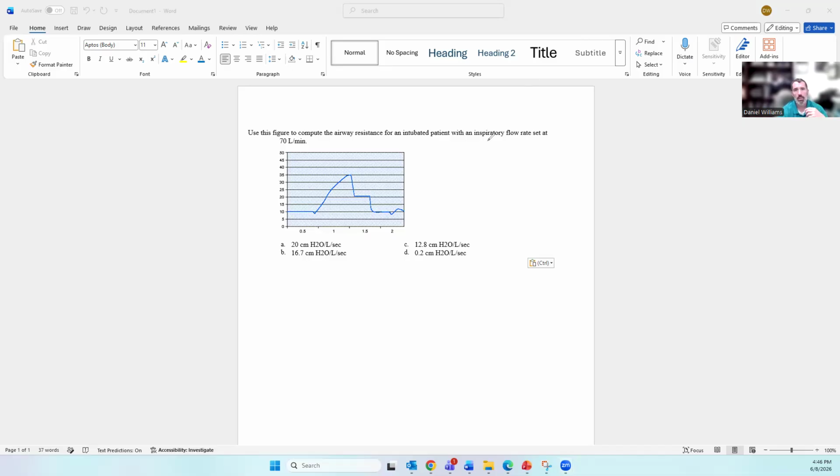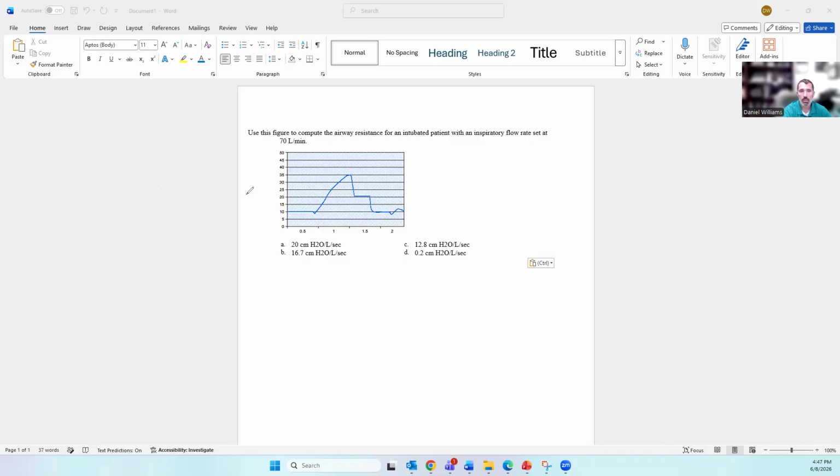So, a question asked me basically what it is that she's seeing with this particular graphic and how to go about reading the specific graphic. So first and foremost, we do know that the question is asking us to use the figure to compute the airway resistance for an intubated patient with an inspiratory flow rate set at 70 liters per minute. So we'll work on the math for that in just a moment, but we do want to take a peek at the overall graphic and just look at and label some items.